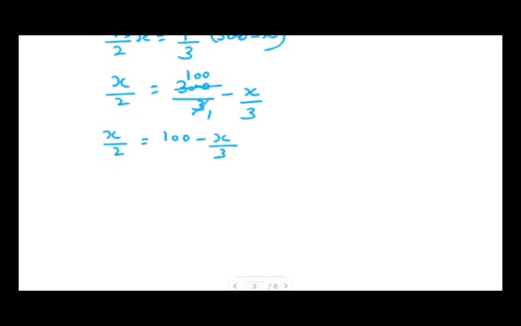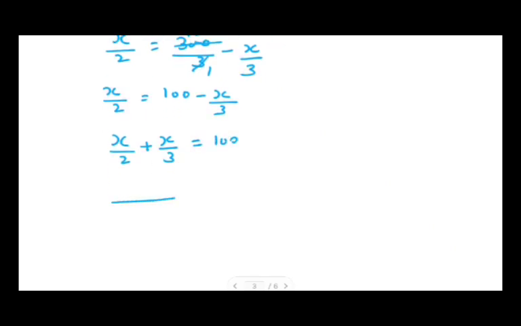Alright. Now let me bring all the x on the left hand side. So x upon 2 plus x upon 3 is equal to 100. So both are prime numbers. You simply multiply them. 2 3s are 6. Okay. Cross multiply. 2 into how much is equal to 6? 3. So this x will be multiplied by 3. 3 into how much is 6? 2. So this also gets multiplied by 2. Yes, children.